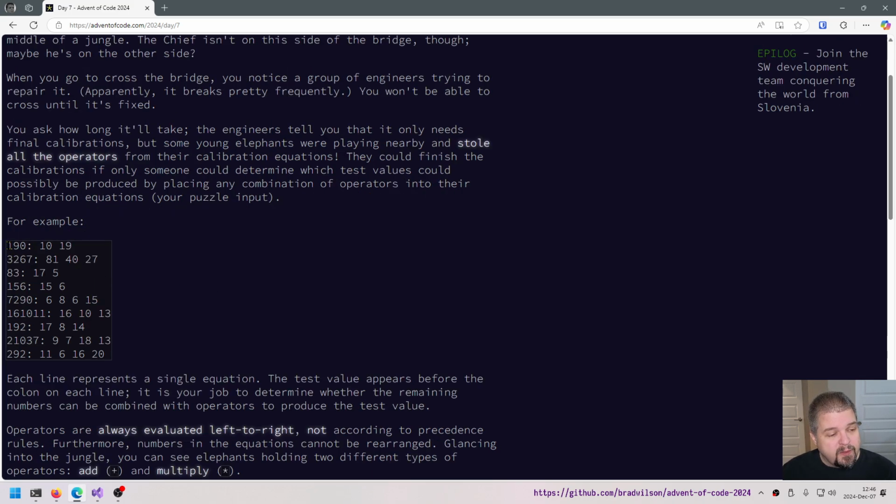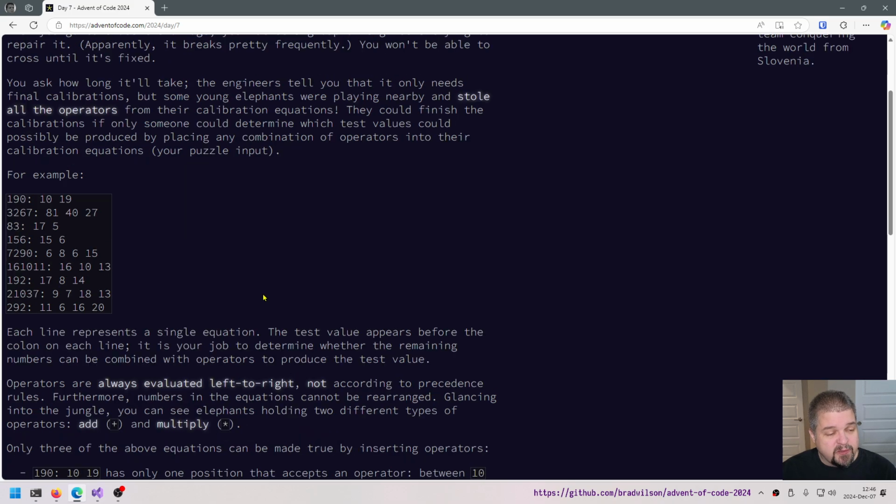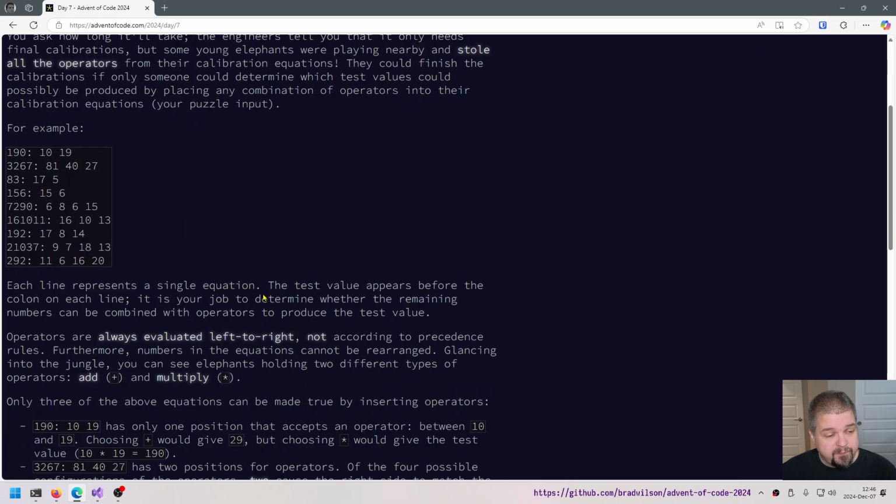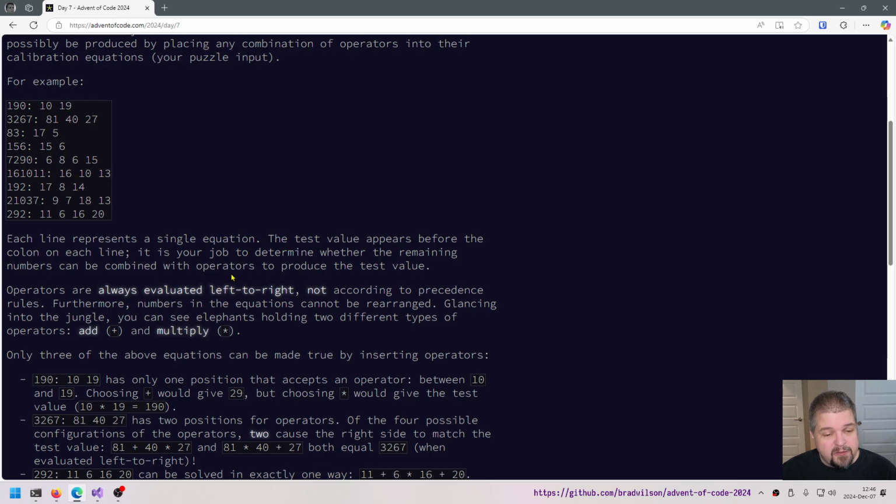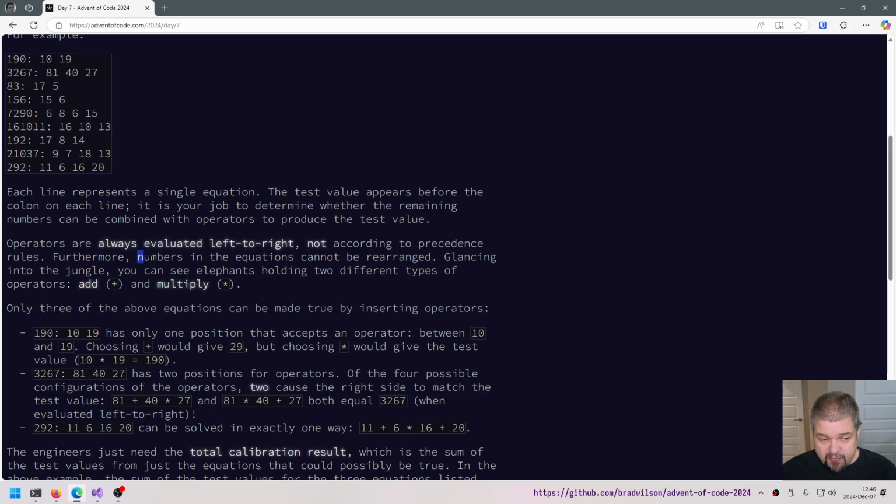All right, so here's the input, right? So we have a target number and we have values, and we're going to need to figure out what are the operators that could go in here that could potentially give us the target value. Each line is a single equation. It's your job to determine whether the remaining numbers can be combined with operators to produce the test value. Operators are always evaluated left to right, so no precedence rules. Furthermore, the numbers can't be rearranged. Okay, so we have to take them in order.